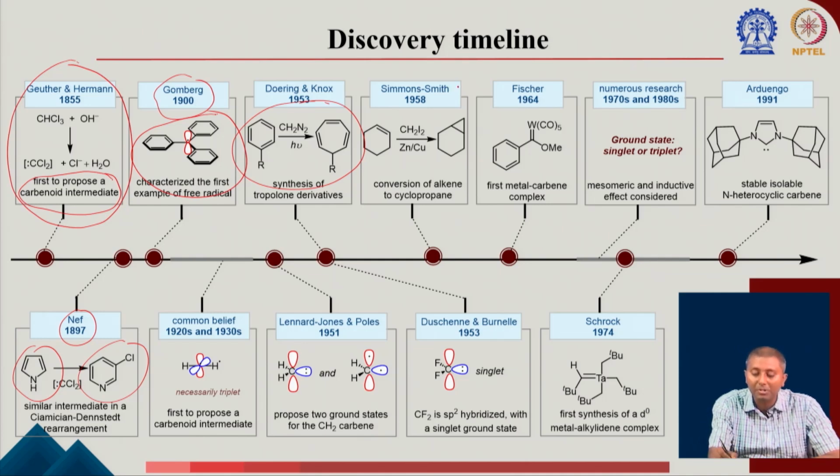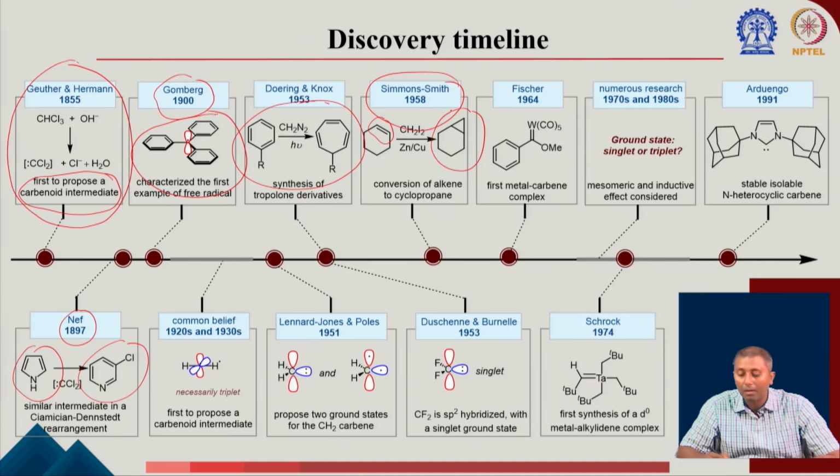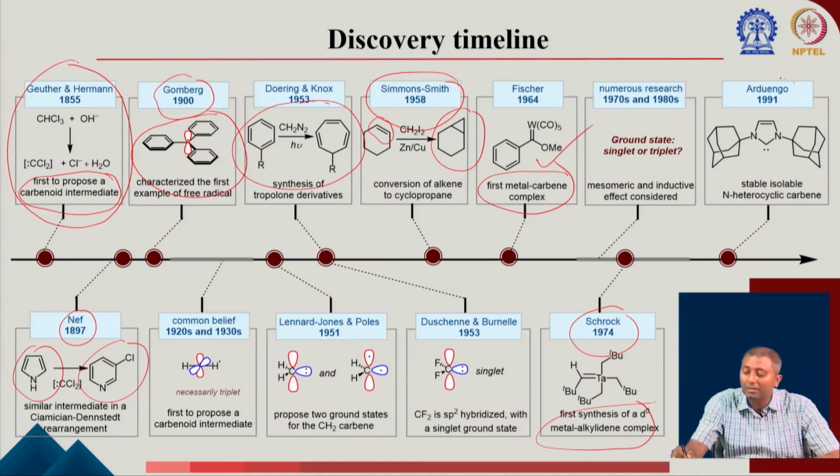Then the Simmons-Smith reaction for converting a double bond to cyclopropane. Then another important discovery, the formation of metal carbene complexes: the Fischer carbene, and then Schrock, who found the d0 metal alkylidene complex called the Schrock carbene. Of course, there is numerous research, and as I mentioned, Arduengo's group was first able to isolate a stable, isolable carbene.